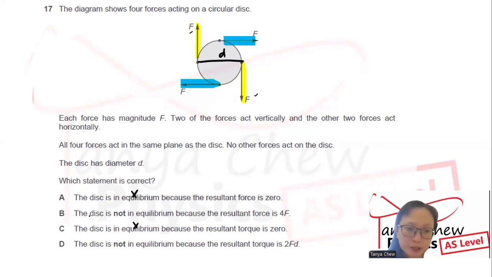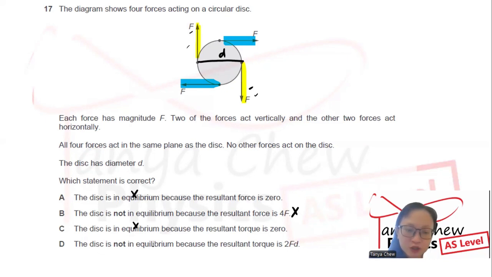Let us look at B. The disc is not in equilibrium because of the resultant force. How to find the resultant force? The resultant force is the addition of all the forces that are acting on the same object. So the upward force is balanced by the downward force. The vertical resultant force is equal to 0. What about the horizontal force? The left-hand force is balanced by the right-hand force. The resultant force is actually 0, so B cannot be the answer.